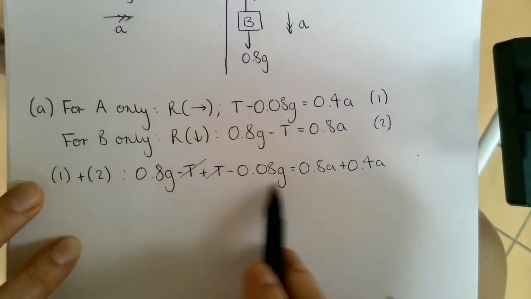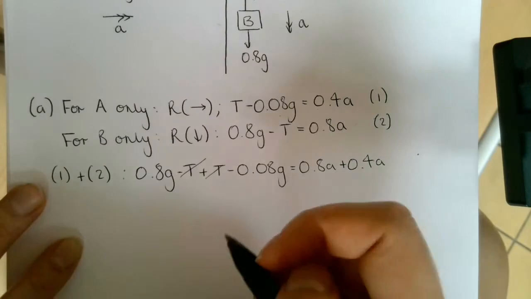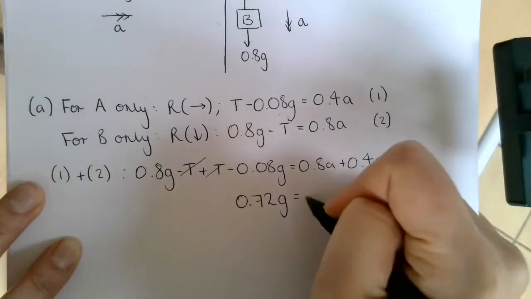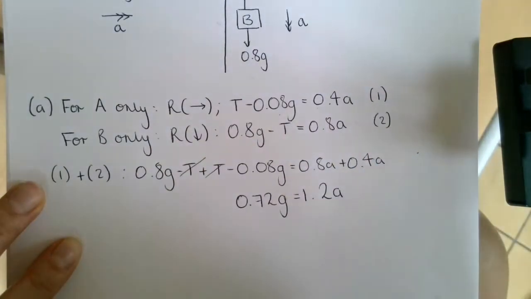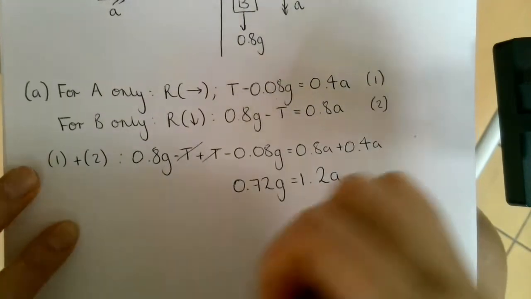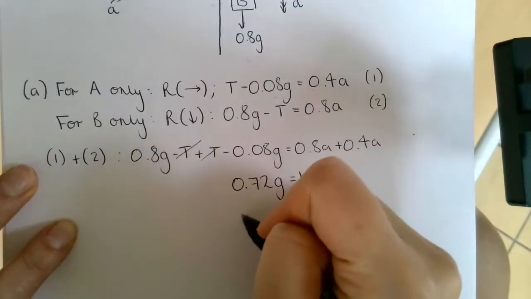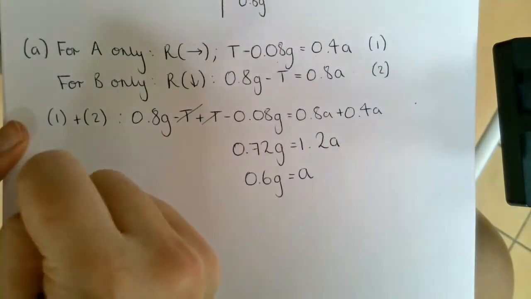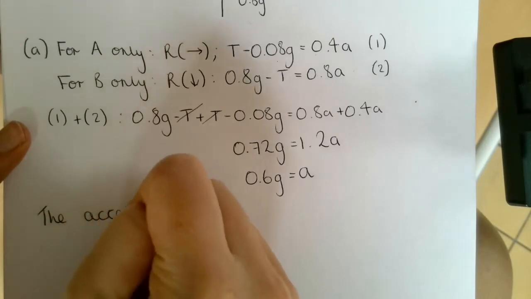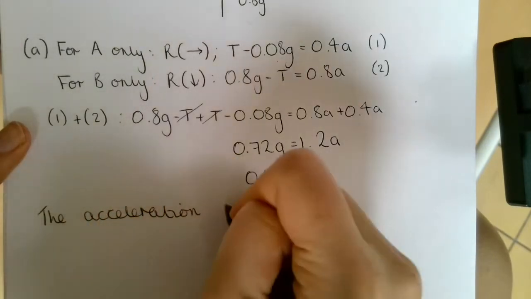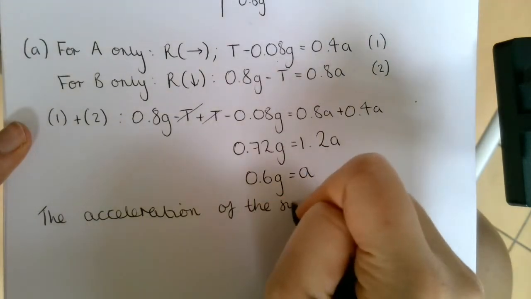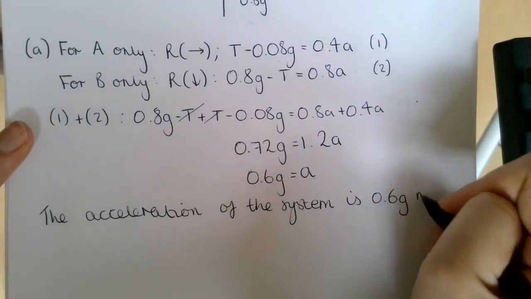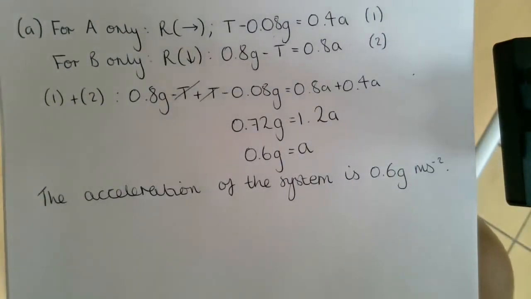The T's cancel, so we're subtracting 0.08 g from 0.8 g, and we get 0.72 g. That's equal to 1.2a. If we divide both sides by 1.2, we get that 0.6 g is equal to a. So the acceleration of the system is 0.6 g metres per second squared.